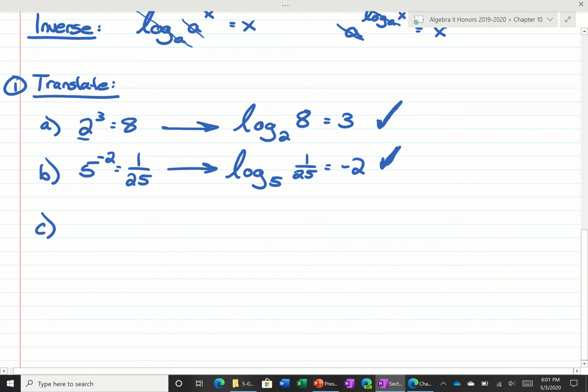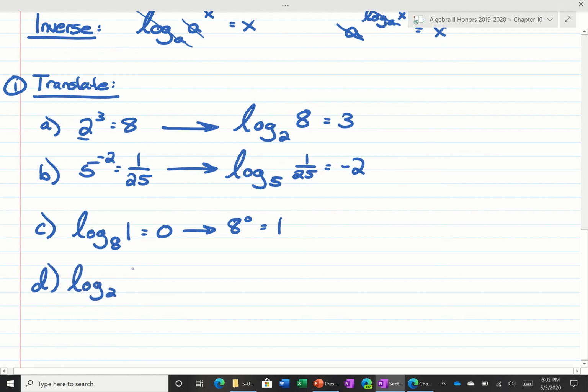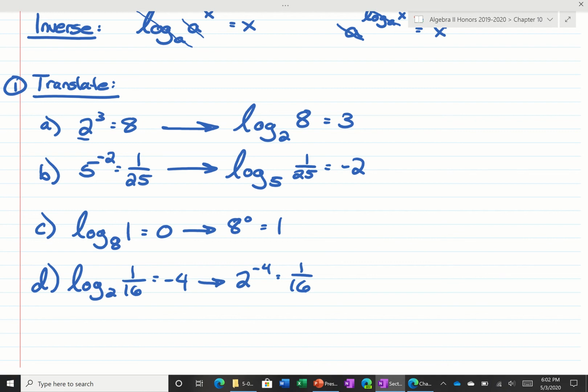Let's do it backwards. What if I asked you to translate log base 8 of 1 is equal to 0? Well, crisscross, 8 to the 0 equals 1, and that makes sense. Anything to the 0 power is 1. One more example like this. What if I asked you to simplify log base 2 of 1 over 16 is equal to negative 4? Well, using the crisscross method, 2 to the negative 4th power is equal to 1 over 16, and that makes sense. You guys know the negative exponent property would be 1 over 2 to the 4th, which is 1/16.